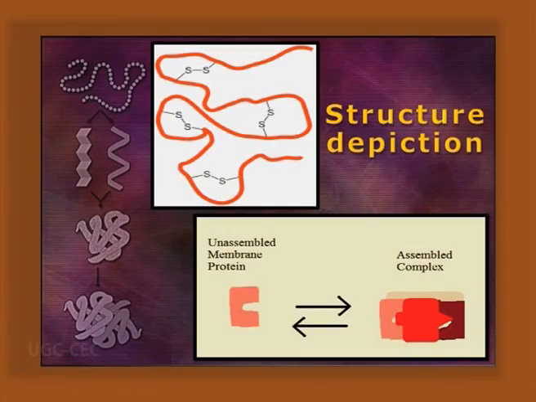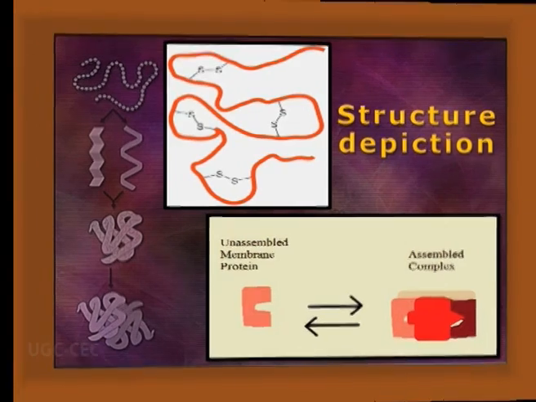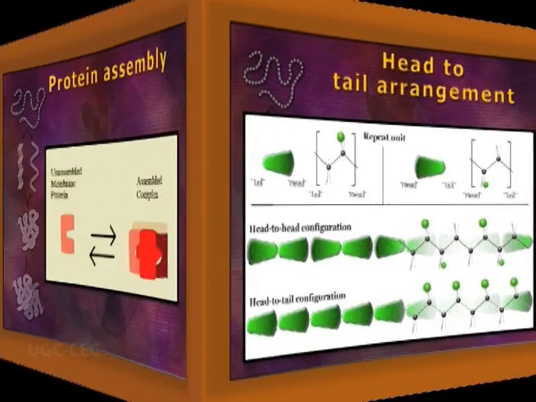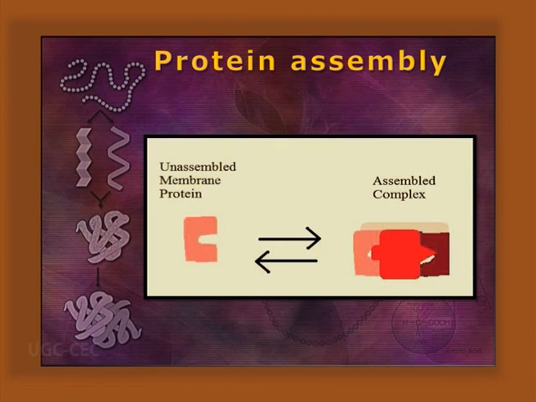Structure depiction, as we know that the extracellular proteins are fibrous, collagen-like. So, disulfide linkages are present as well as we know that the head-to-head or head-to-tail arrangement is there. Head-to-tail arrangement is present in neuraminidase. Protein can be assembled, disassembled.